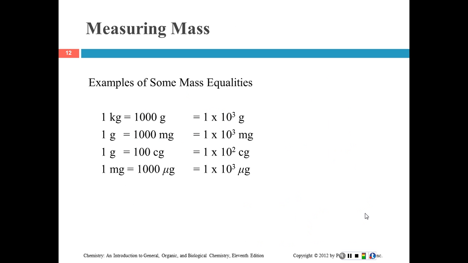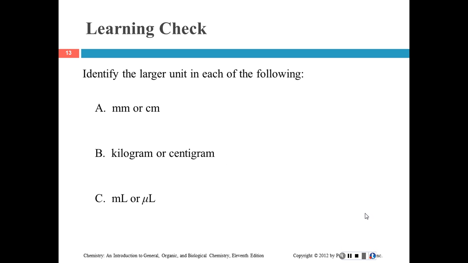Measuring mass, a kilogram is 1,000 grams. 1 gram is 1,000 milligrams. 1 gram is 100 centigrams. 1 milligram is 1,000 micrograms. So identify which of these units is larger. Go ahead and put us on pause and come back.